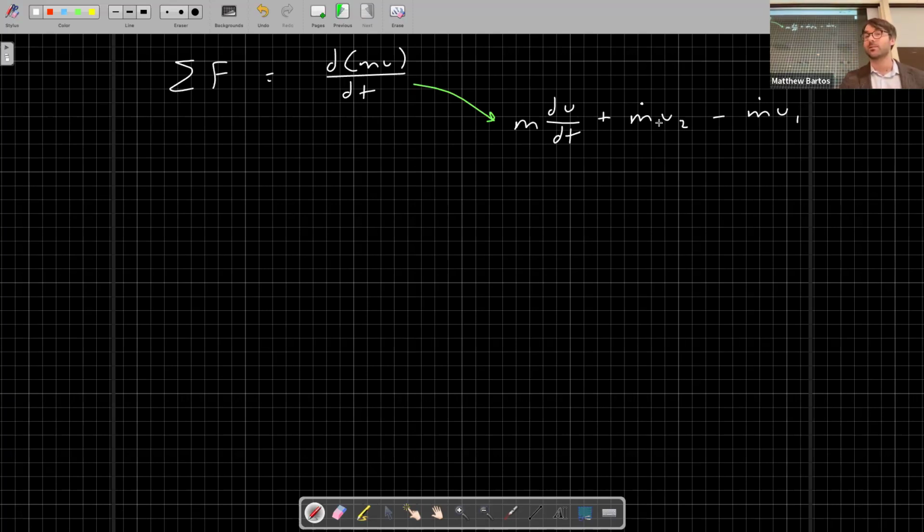These momentum flux terms are the mass flow rate times the velocity. So the momentum flux will be the momentum transfer out of the system minus the momentum transfer into the system. So this here is our momentum flux. We're assuming that the system is at steady state, so this time rate of change in momentum is equal to 0.